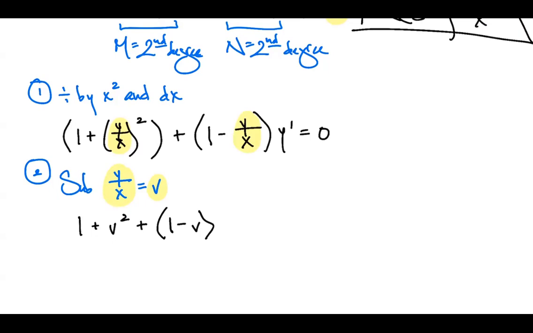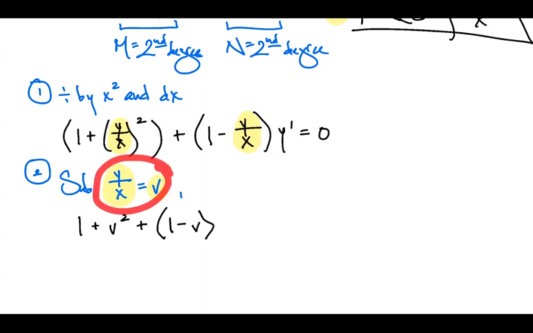But when I make a substitution, I would really like for everything to be with v's and not with y's. How might I get rid of this y prime? Or how might I rewrite this y prime? dv. Okay, I think we're on the right track.